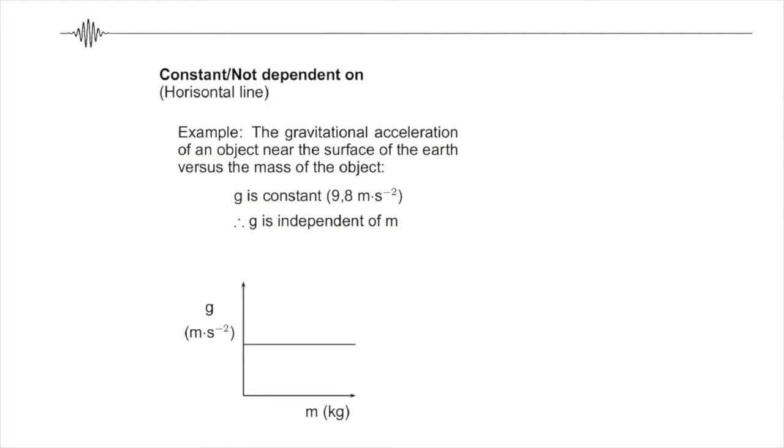The next one is more difficult, and that one is where we've got something that is constant or not dependent on the other variable. Let's look at the example. The gravitational acceleration of an object, that's g, near the surface of the Earth versus the mass of the object. So we're looking at g and m. You should know that the gravitational acceleration does not depend on the mass of that object. A big elephant and a small mouse will be falling to the ground with the same gravitational acceleration of 9,8 meters per second square if they're near the surface of the Earth. g will have the same constant value for all the different masses.